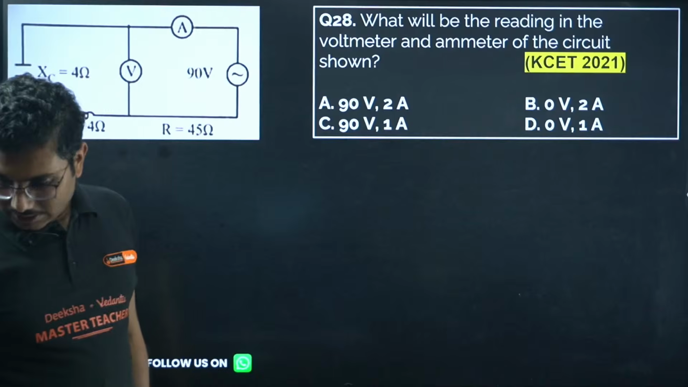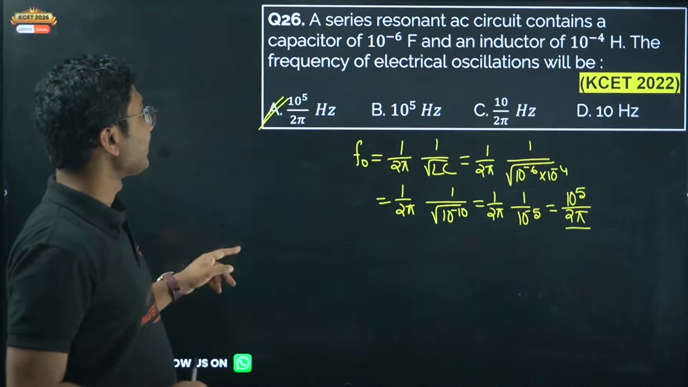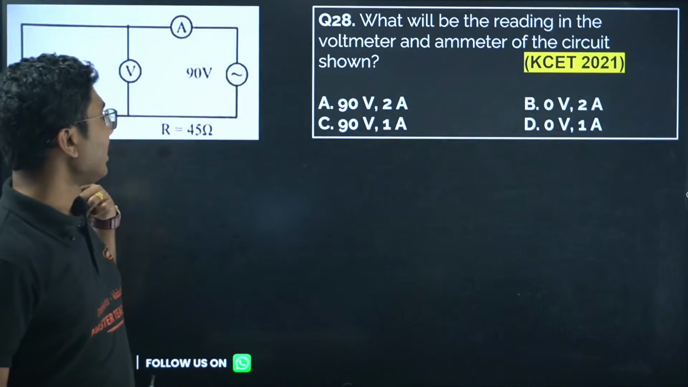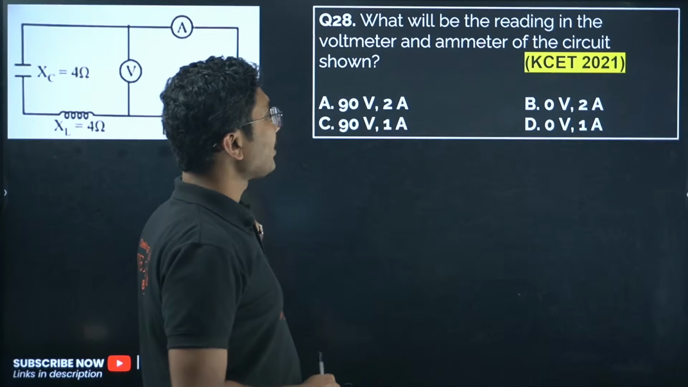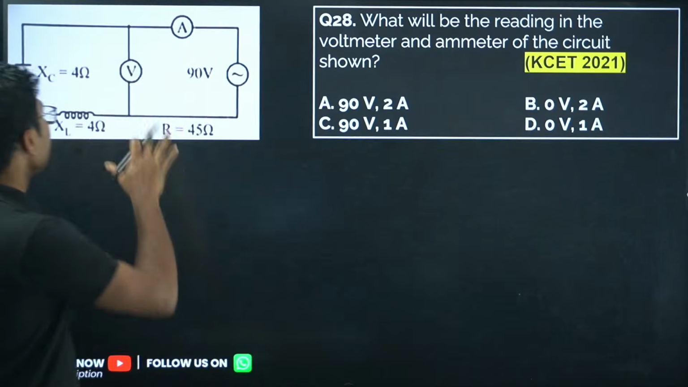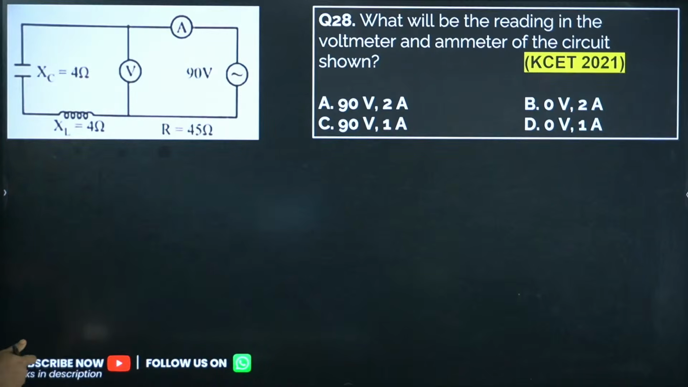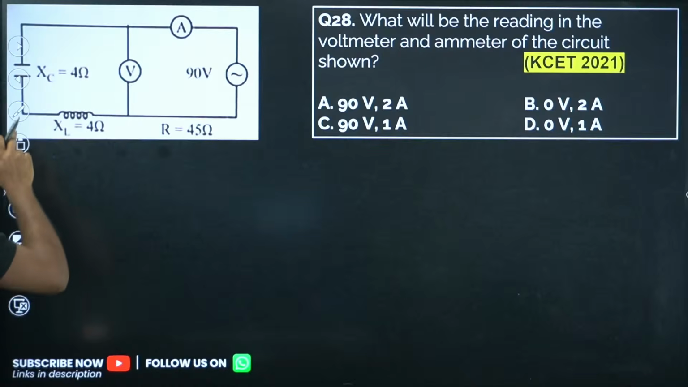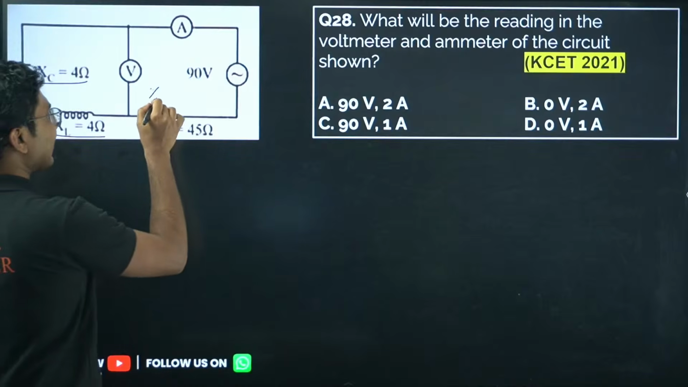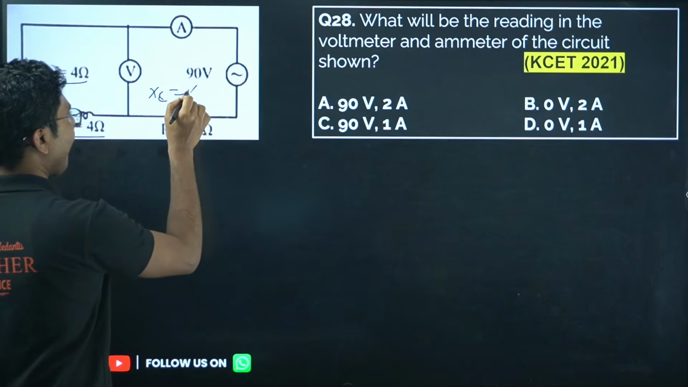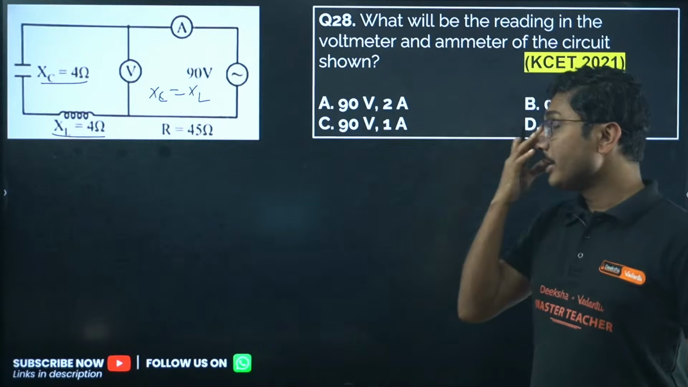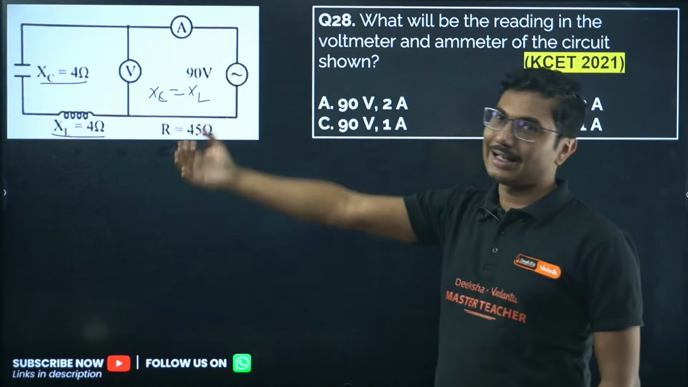Next, yes, 26A was correct. 26A, 27 also A. Now answer this, 28. What will be the reading in the voltmeter and ammeter of the circuit shown? Here we have a circuit where, if you see, XC and XL are given same. So XC and XL are same means, what is this condition? This must be in resonance condition. Okay, so resonance condition is where XC and XL are same.